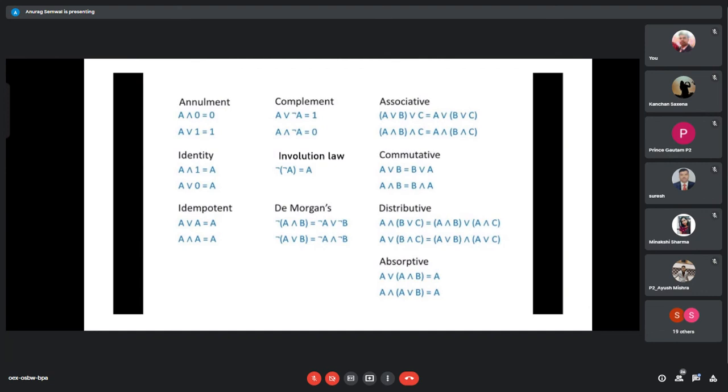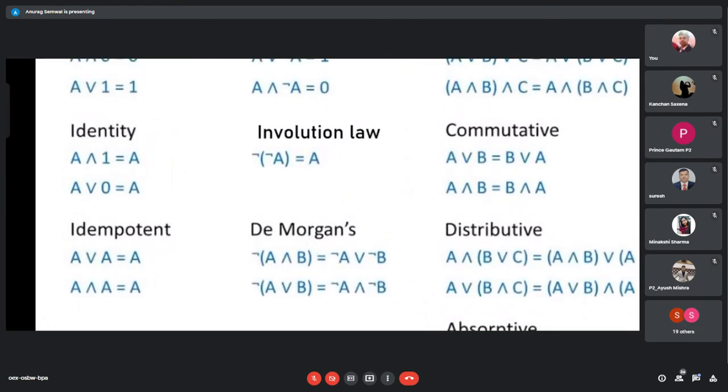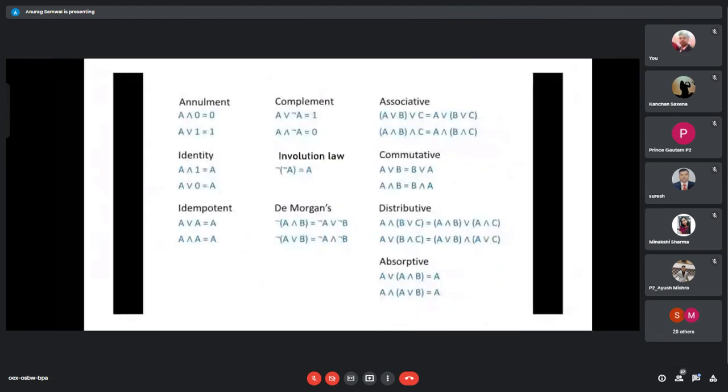We also have De Morgan's law, which was beautifully explained by one of my colleagues, Ayush Mishra. Just to recap, De Morgan's law states: break the line and change the sign. In the first example, right here, we can see dash of a and b equals dash a or dash b. The and operator turned into the or operator, and the dash came over both the Boolean variables.